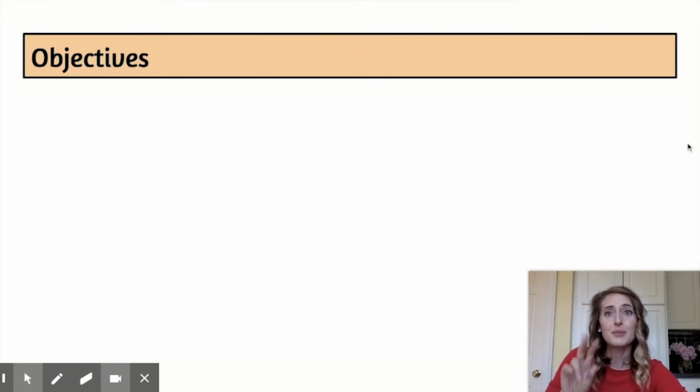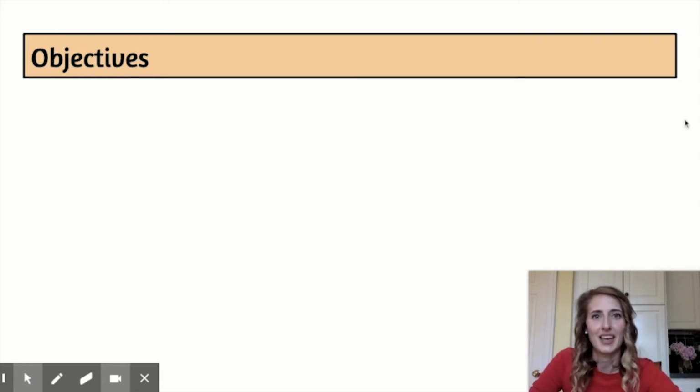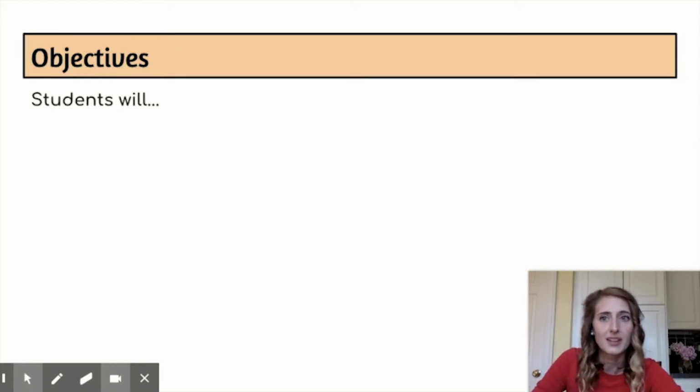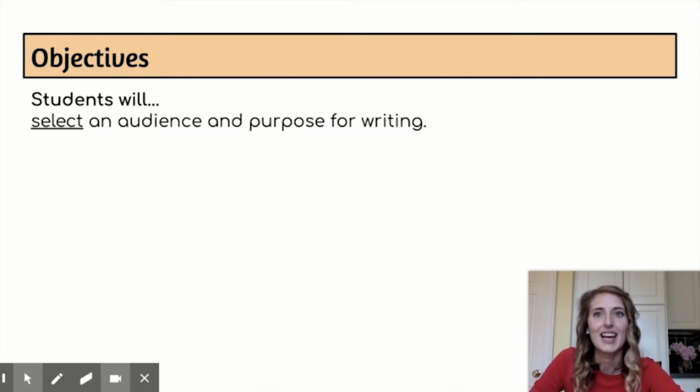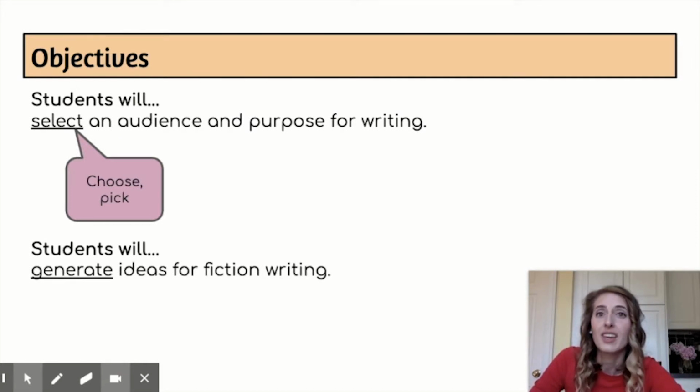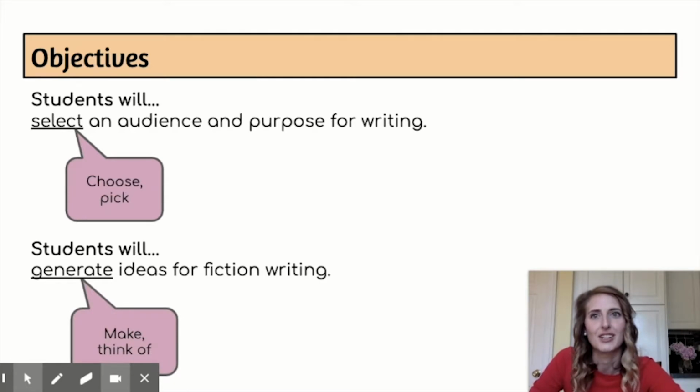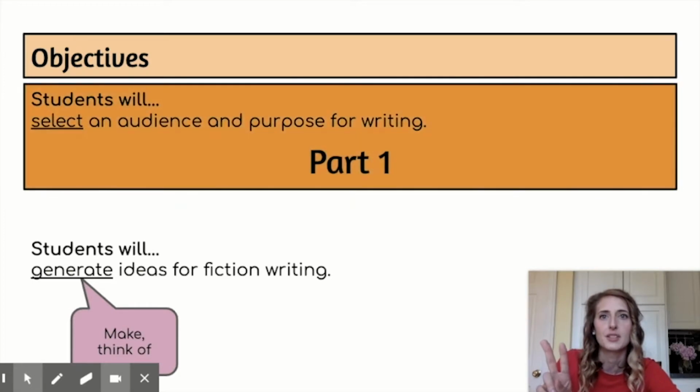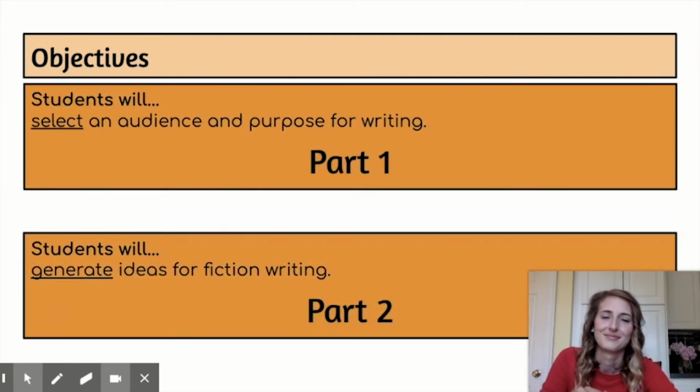We have 2 objectives that we'll accomplish during our time together today. The students will select an audience and purpose for writing. In other words, choose an audience and a purpose. And we'll go over those 2 words in just a minute. And students will generate, or think of, ideas for fiction writing. So you can think of this lesson today as having 2 parts. Now it's time for part 1.